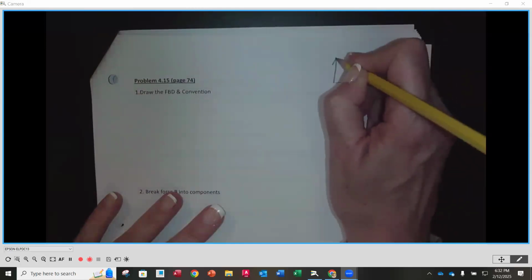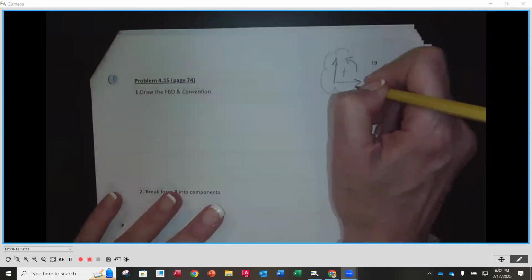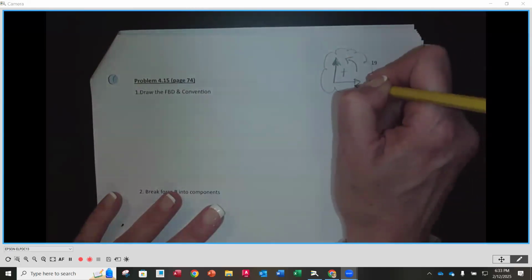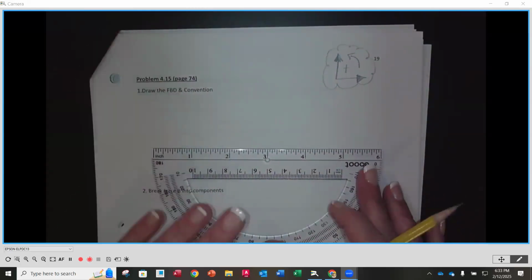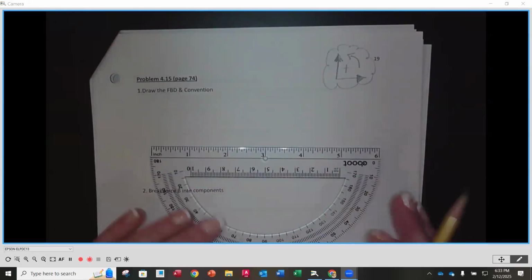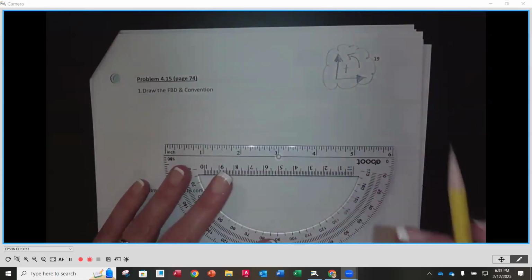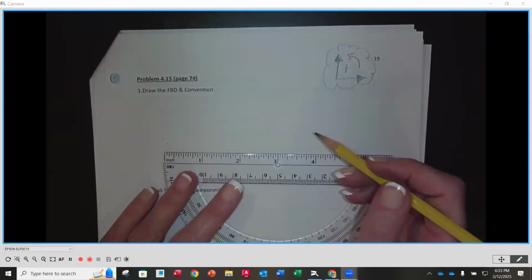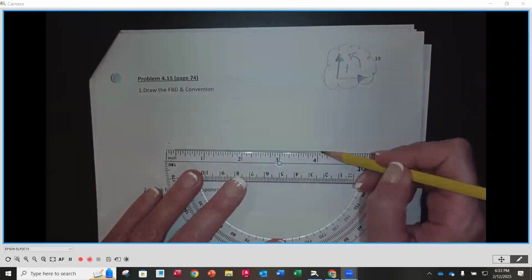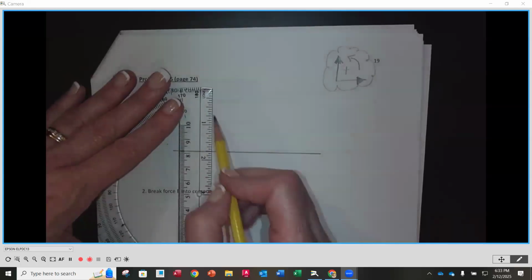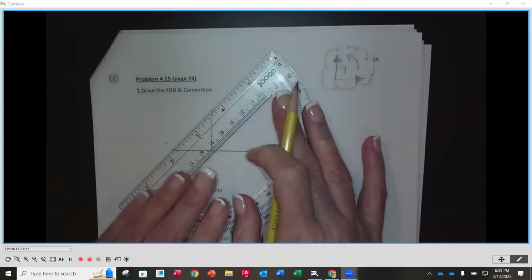So first step, just like last time, we're going to be drawing the free body diagram and the convention. I'm going to start with the convention because I never want to forget that. I'm going to put that in the upper right-hand corner of my problem. And now I'm going to draw my truss out. Let me see here. There's 1, 2, 3 sections. I just want to make sure that I get it right.